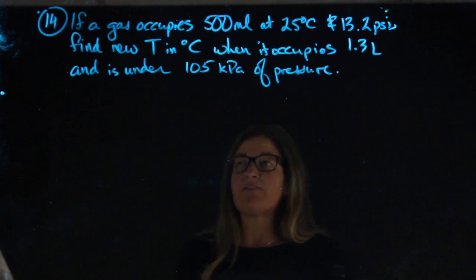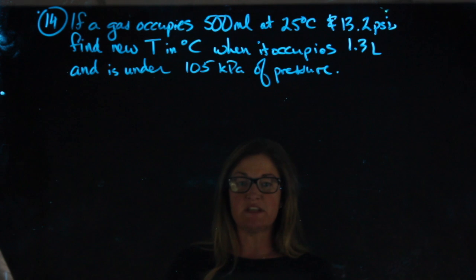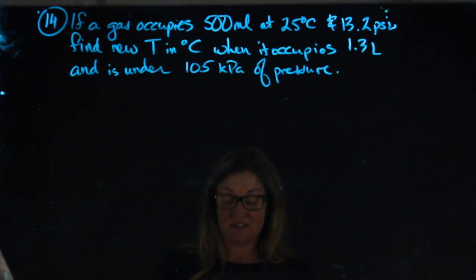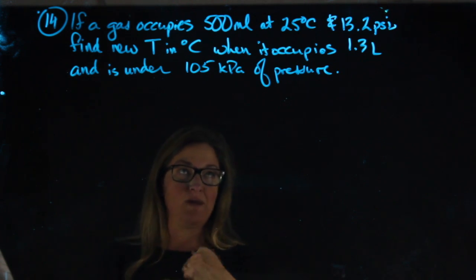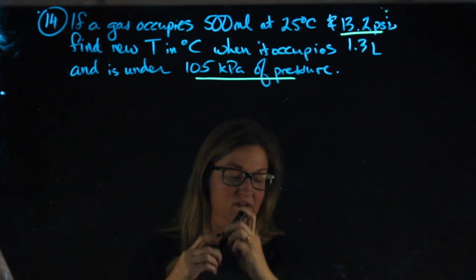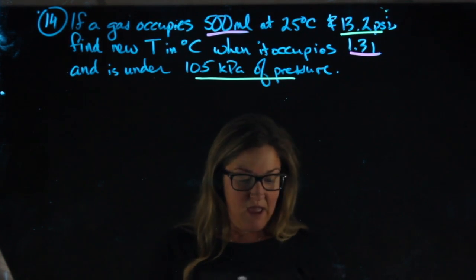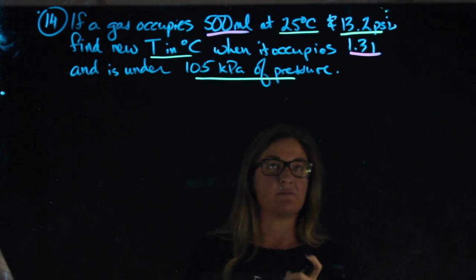Number 14. If a gas occupies 500 milliliters at 25 degrees Celsius and 13.2 psi, find the new temperature in degrees Celsius when it occupies 1.3 liters and is under 105 kPa of pressure. I see two pressures, I see two volumes, and additionally, we're talking about one temperature and looking for another temperature.